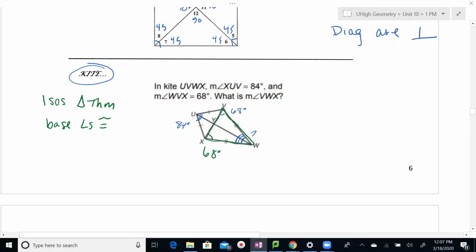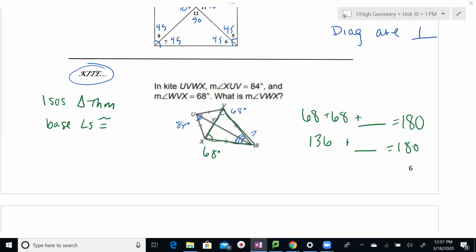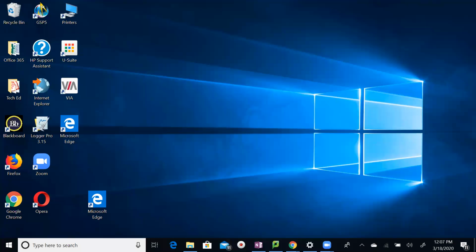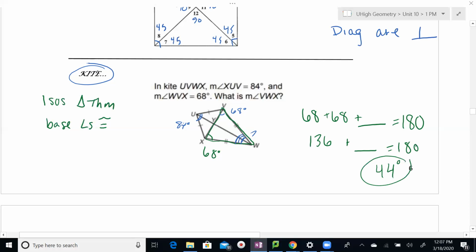And then I can use my third angles theorem, and I could say 68 plus 68 plus something equals 180 degrees. So 68 plus 68 is going to give me 136, plus something equals 180. And when I solve for this, I'm going to find that that third angle would have to be 44 degrees. So my missing angle is 44 degrees.